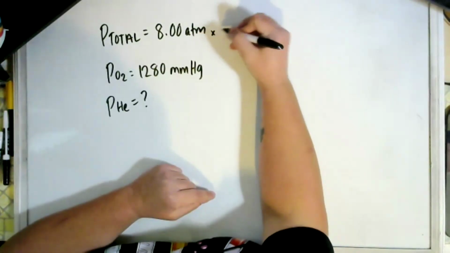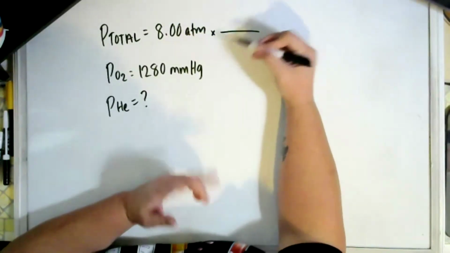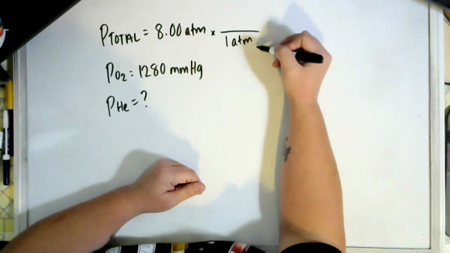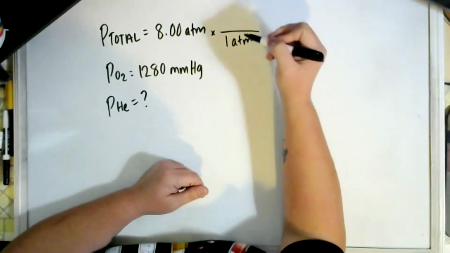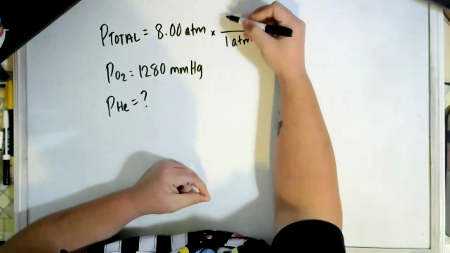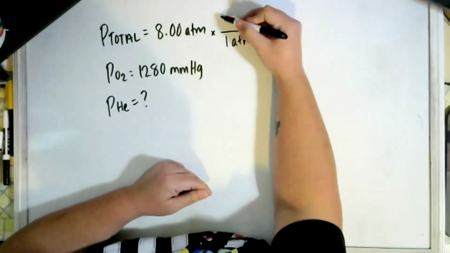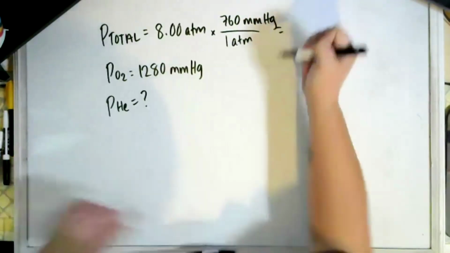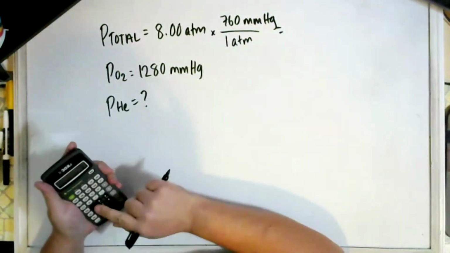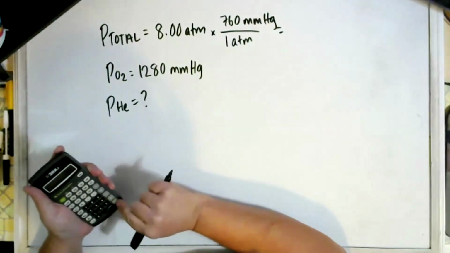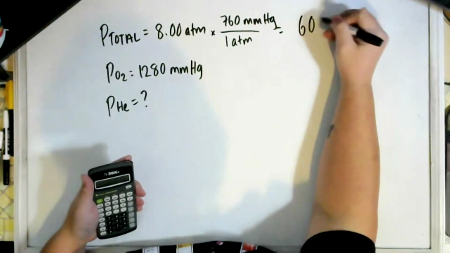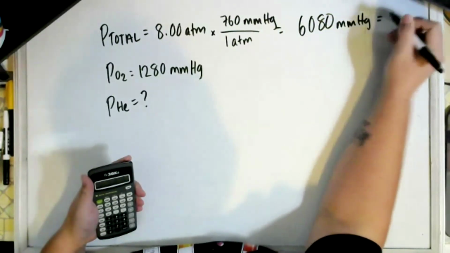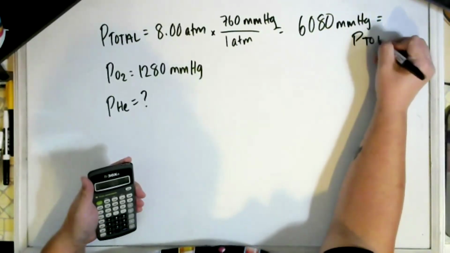So we're going to take our 8 atmospheres and set up our conversion. It's the same conversion we used in the last problem, but this time our 1 atmosphere has to go on the bottom so that our atmosphere units cancel out. I think that's how we had it set up last time as well. Then we're going to have our 760 millimeters of mercury up top. So this is going to be our total pressure value.